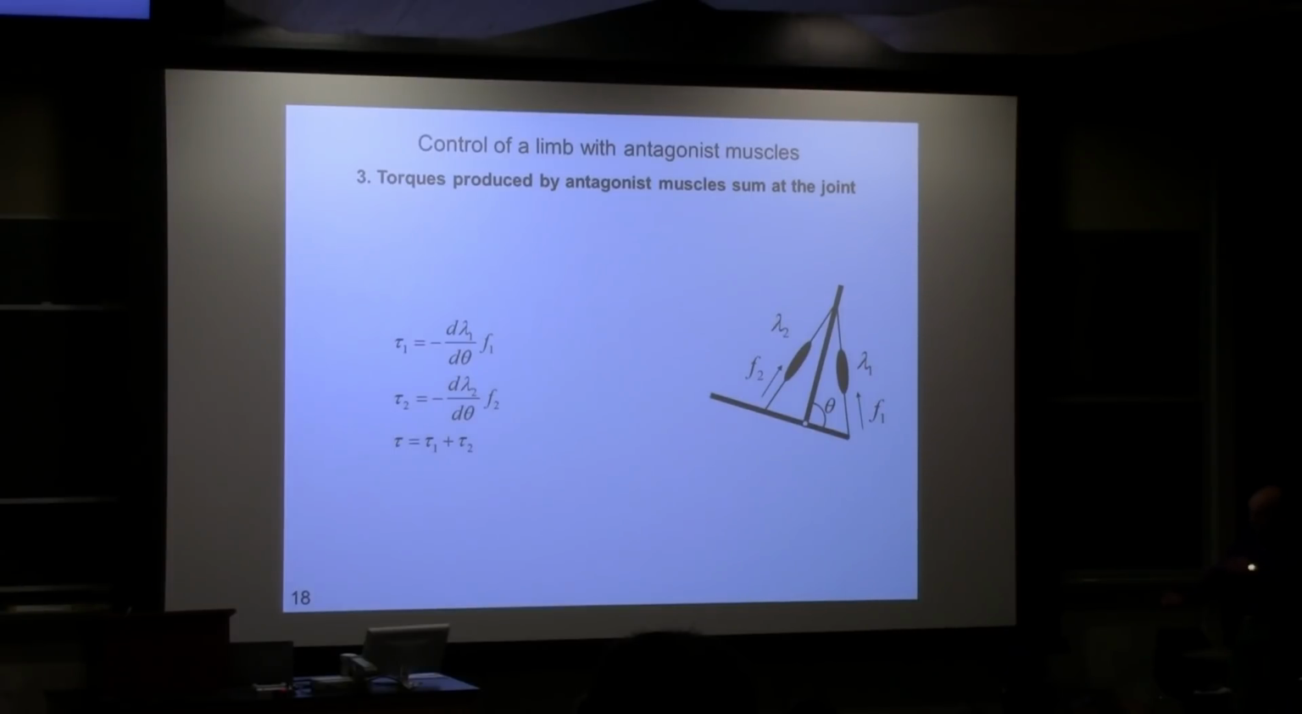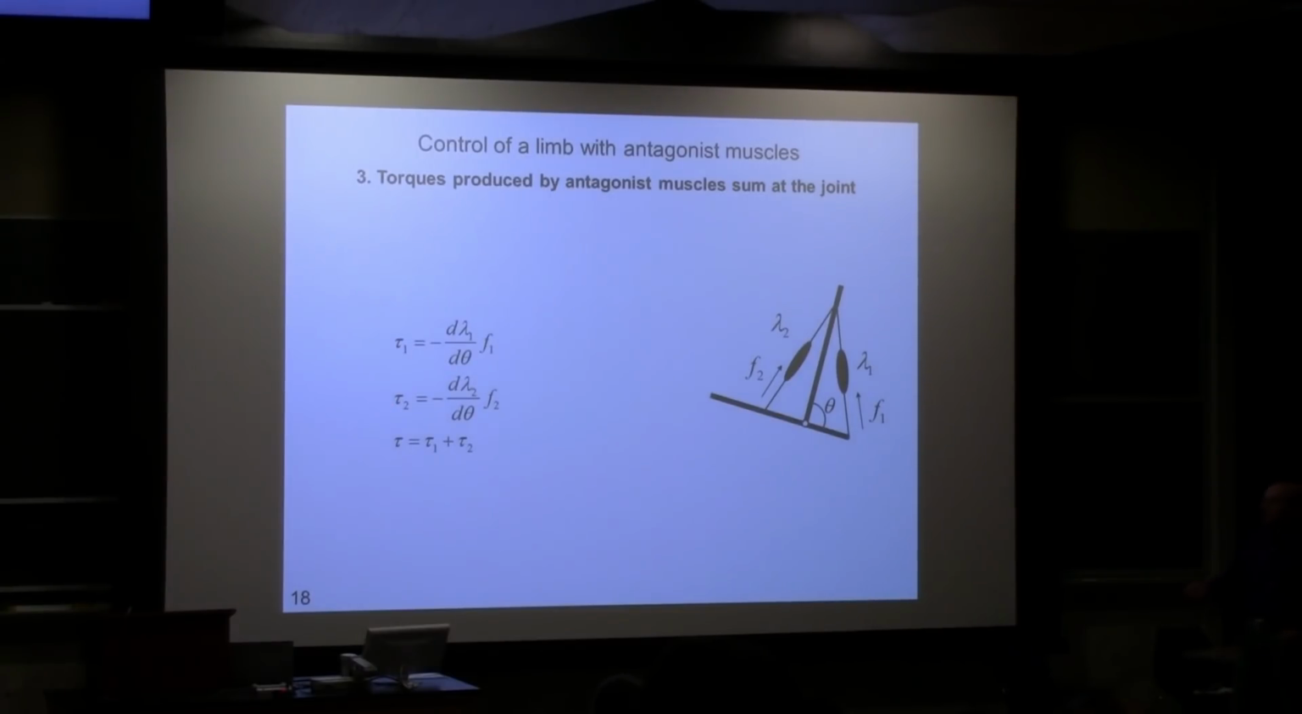And so you have a flexor, you have an extensor. The torque that you feel on this joint is the sum of the force produced by each of these times their d lambda d theta. This d lambda d theta is called the Jacobian. Jacobian is a transformation from one coordinate system to another using this differential representation, d lambda d theta. So force times d lambda d theta gives you torque. Force in each muscle gives you torque, tau 1, tau 2. The sum of that is the total torque.